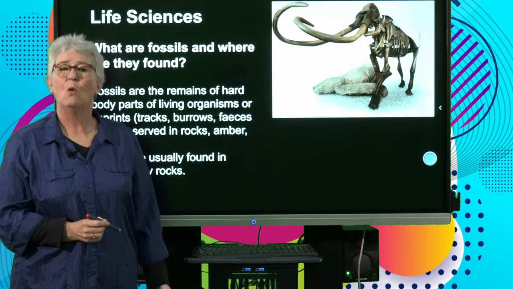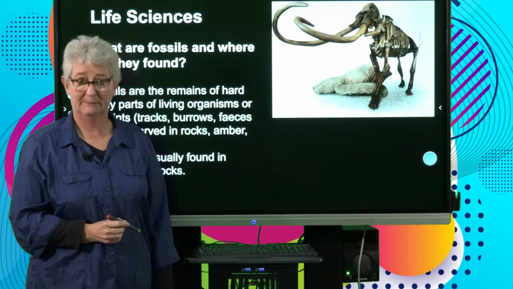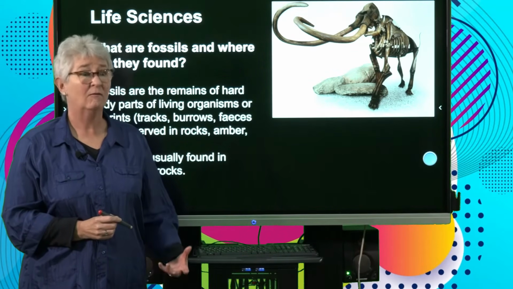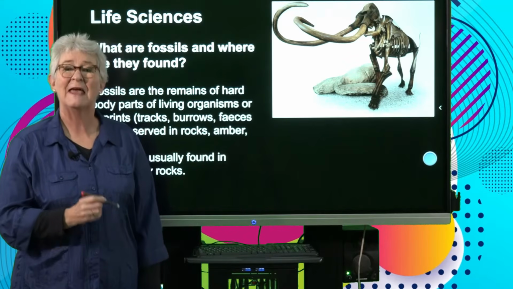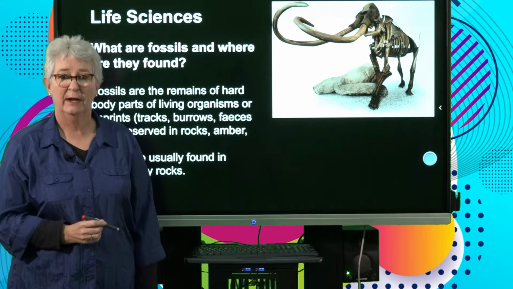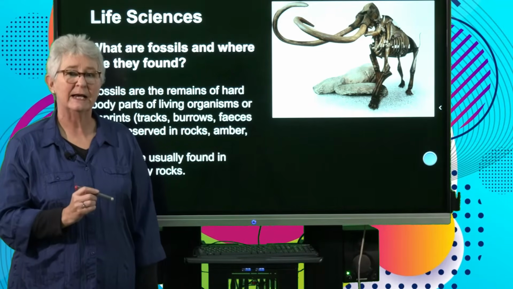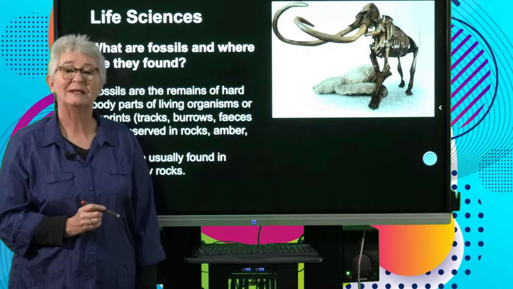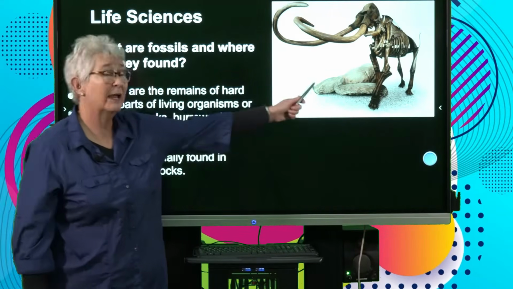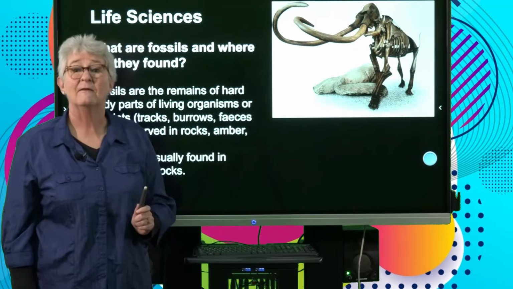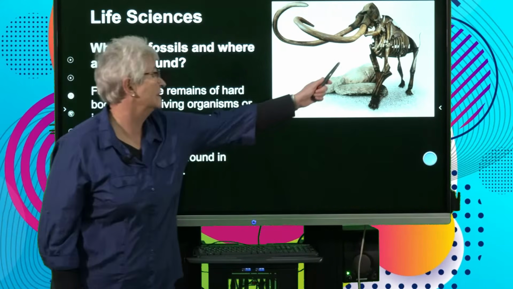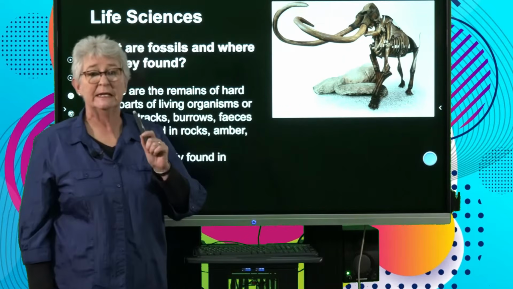First of all, what is a fossil? A fossil is basically the remains of some hard parts of animals that have actually turned to stone. A fossil looks exactly like a bone, but it is actually stone. If we look at this picture, that is a fossil mammoth, and all of these bones that you see are actually stone.